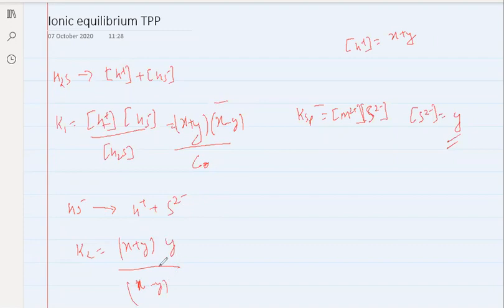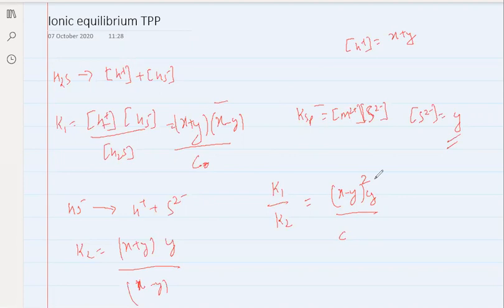But since the value of K2 is very less than the value of K1, we can neglect Y, right? So K1 by K2, but I'm not neglecting it here. We'll just put the value and then check. So it will be (X minus Y) into Y by C into (X minus Y). Sorry, this X minus Y will go up into the numerator, so square.